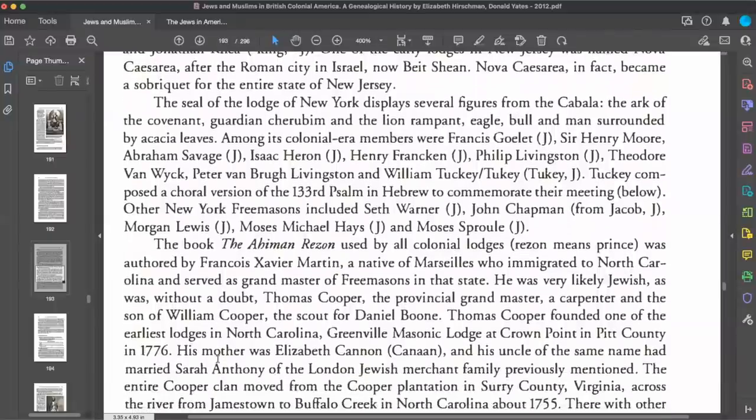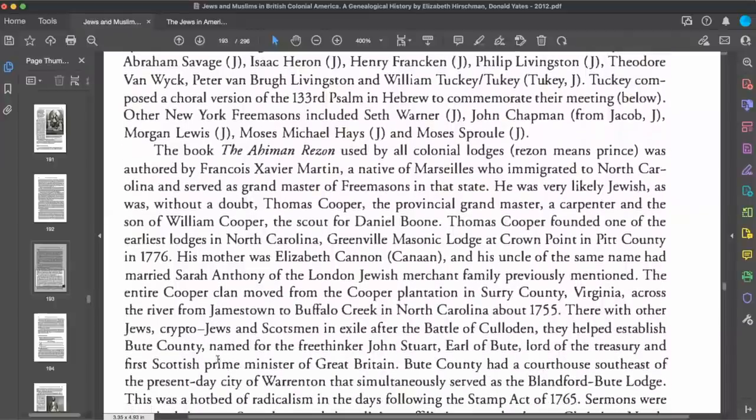The book, the Ahiman Raison, used by all colonial lodges, Raison means prince, was authored by Francois Xavier Martin, a native of Marseilles, who immigrated to North Carolina and served as Grand Master of Freemasons in that state. He was very likely Jewish, as was without a doubt Thomas Cooper, the provincial Grand Master, a carpenter, and the son of William Cooper, the scout for Daniel Boone. Thomas Cooper founded one of the earliest lodges in North Carolina, Greenville Masonic Lodge, at Crown Point in Pitt County in 1776. His mother was Elizabeth Canon, and his uncle of the same name had married Sarah Anthony of the London Jewish merchant family previously mentioned.